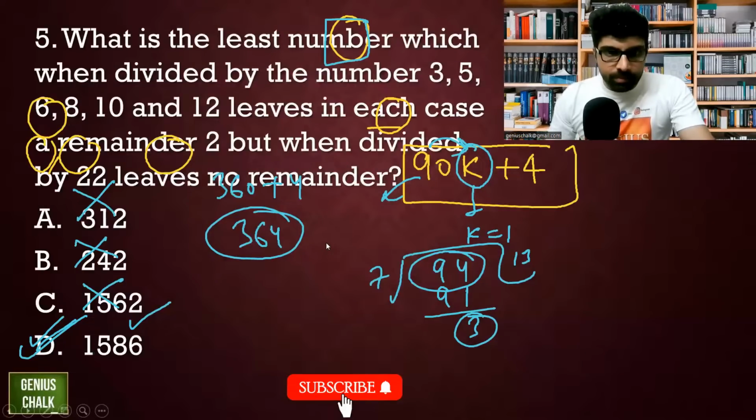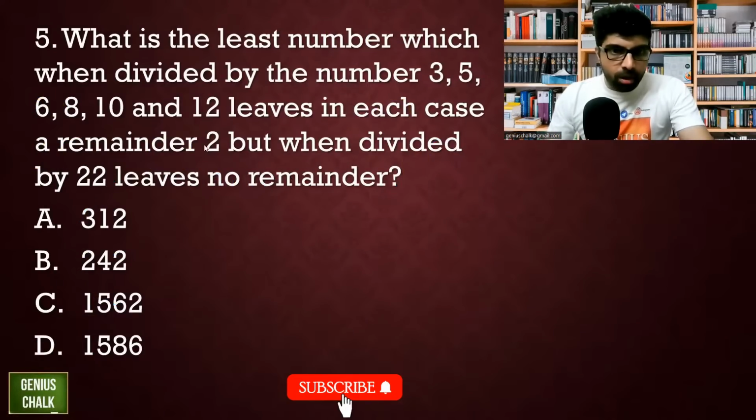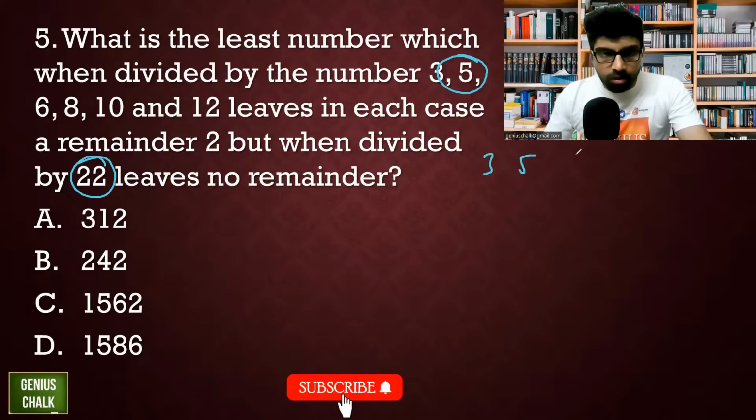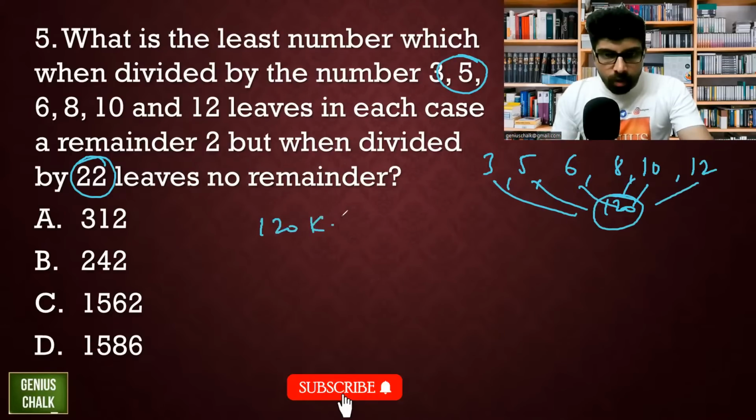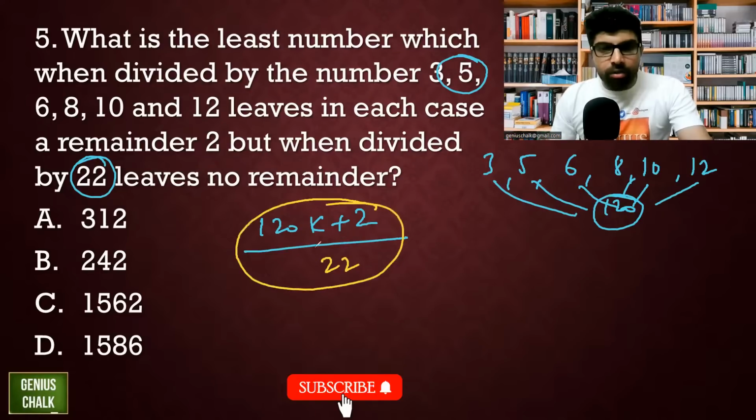Next question. The least number which when divided by these leaves in each case the remainder of 2, but when divided by 22 leaves no remainder. So let's find the LCM of 3, 5, 6, 8, 10, 12. If I write 3, 5, 6, 8, 10, 12, the LCM will be 120, right? It will be 120, reading the table of 12 10 times. So the number must be of this form, 120k plus 2. And now this complete number has to be divisible by 22. It should not leave any remainder.